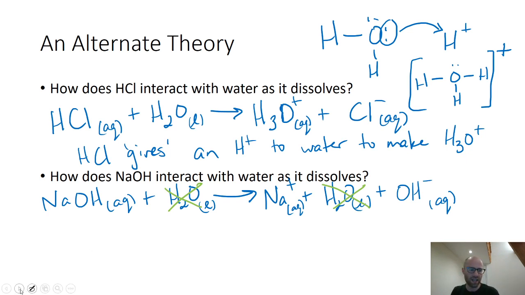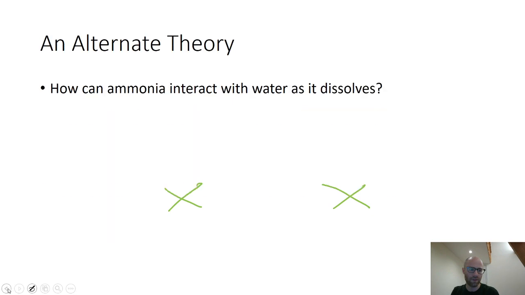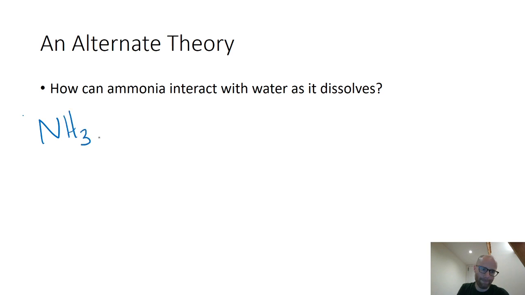What we're going to do instead is think about ammonia. Ammonia will interact with water, and if it's going to be a base, we can't treat it like it's an acid.